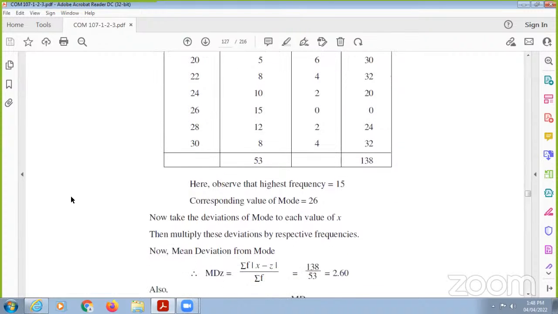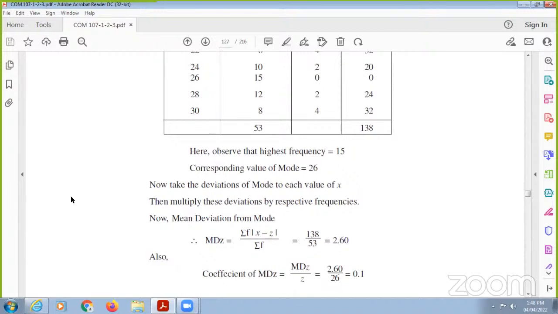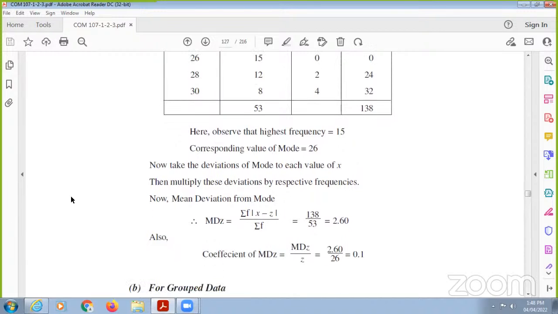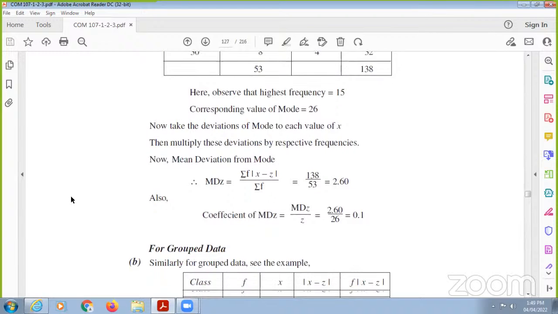Now mean deviation from mode. The formula is that mean deviation from mode is equal to summation f into bracket x minus z, that is mode, upon summation frequency. That means here 138 divided by 53. The answer will be 2.60. The coefficient of mean deviation from mode is equal to 2.60 divided by 26. The answer will be 0.1 here.